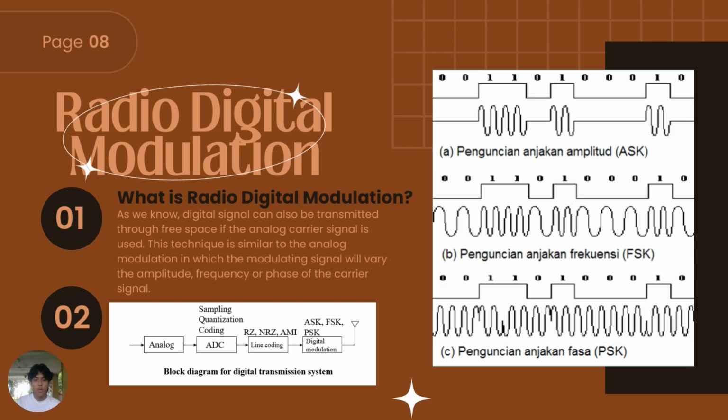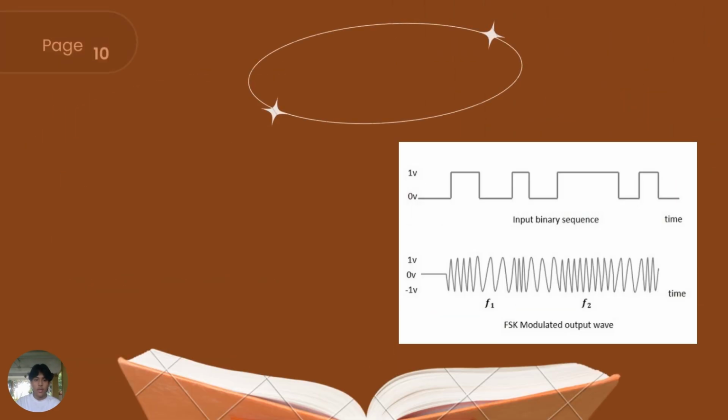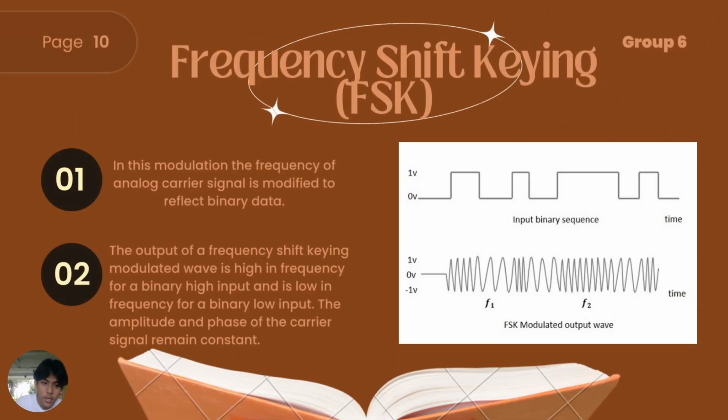In radio digital modulation, we have three types of shift keying. The first one is ASK, which is amplitude shift keying. The second one is frequency shift keying, and the last one is phase shift keying. The first one is amplitude shift keying, ASK. ASK is a technique in which the carrier signal is analog and the data is modulated digital. You can see from the picture there. The binary signal when modulated gives a zero value.